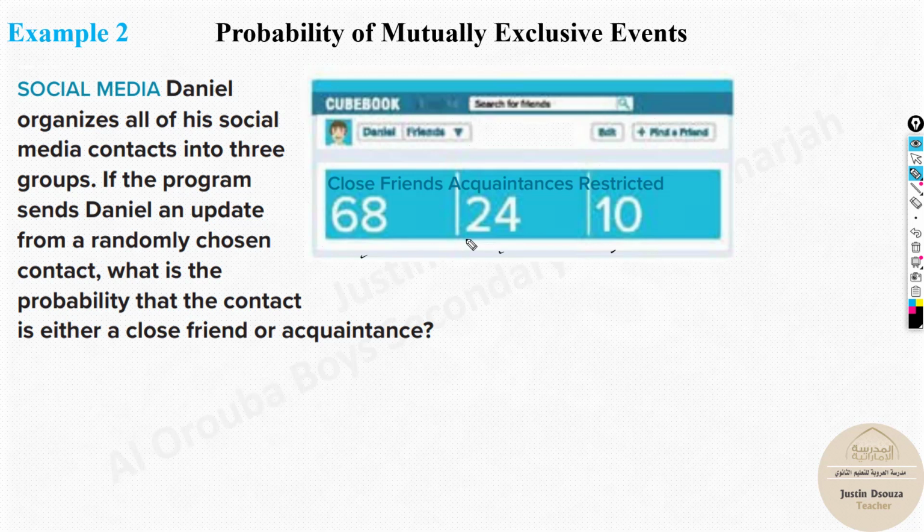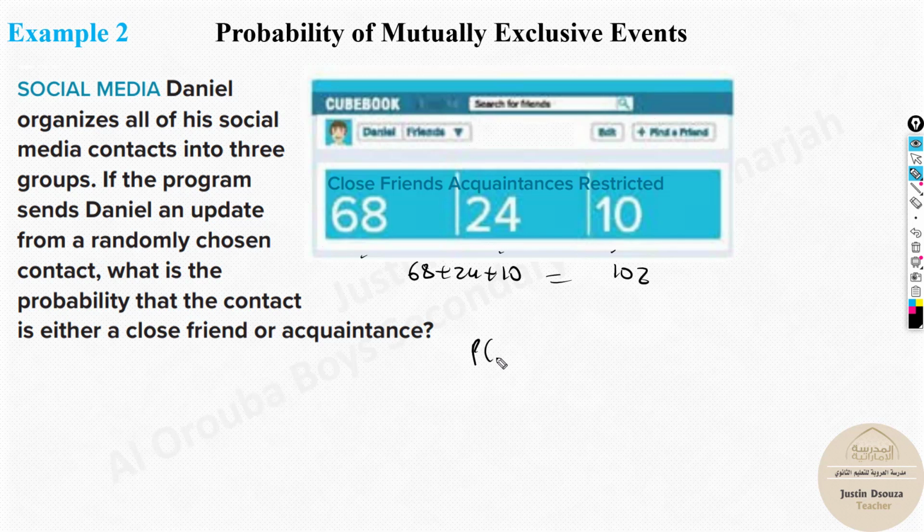Here, what is the total? First, let's find the total number. It would be just 68 plus 24 plus 10. That would be 60, 80, 90, 102. So the total is 102. Now here, the probability of what is asked: the probability of a contact who is a close friend or acquaintance. They both are not the same. There is no common. There are 68 close friends. They are separate. Acquaintances are separate. They cannot be both together. No, they are separate, isn't it?